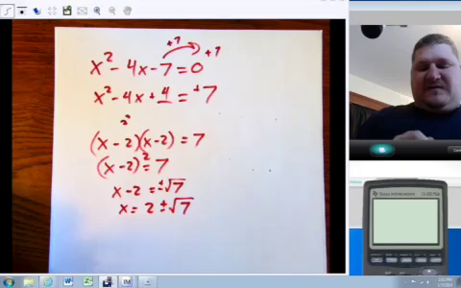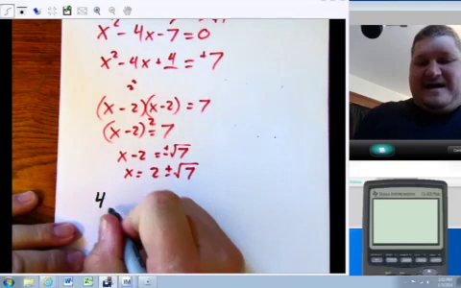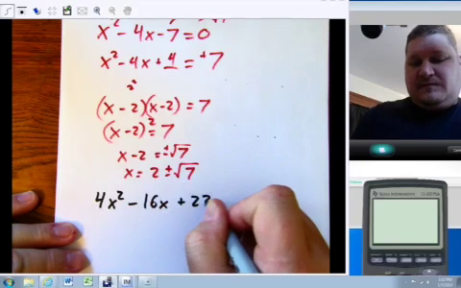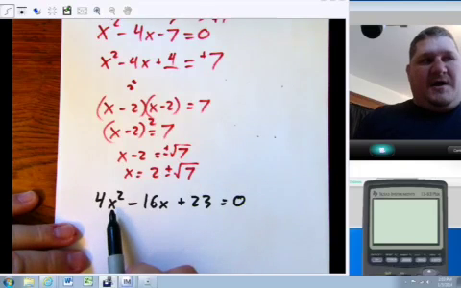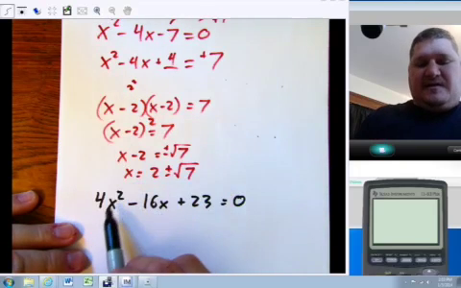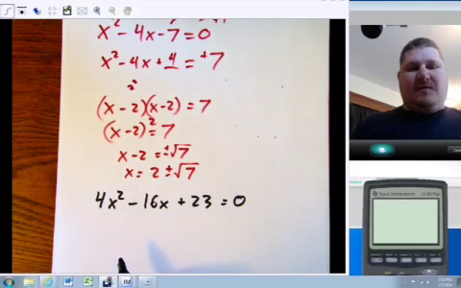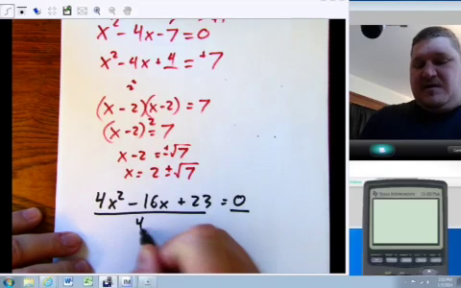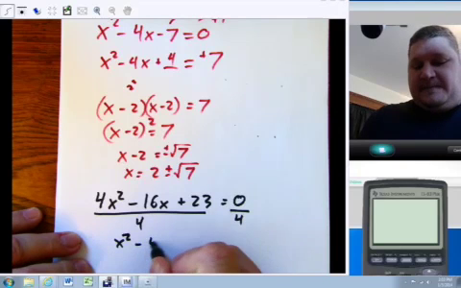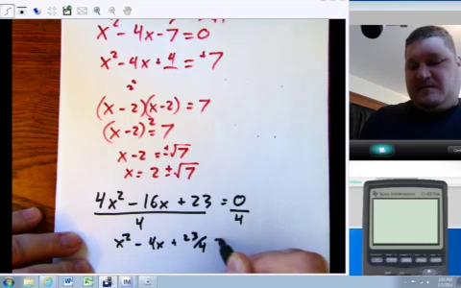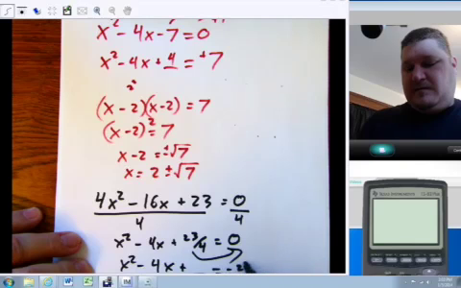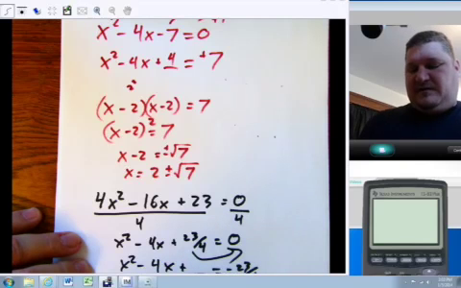If for some reason you have a problem where it is not a 1 as the leading coefficient, like for example this 4, you cannot complete the square as is. What you must do is simply divide both sides by whatever the leading coefficient is, and then begin the process again. And so on and so forth.